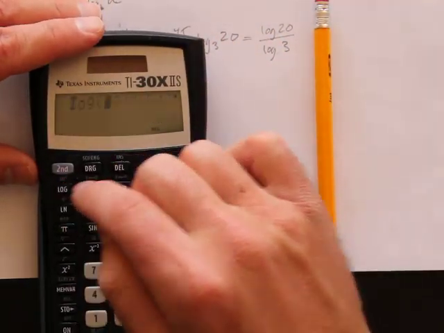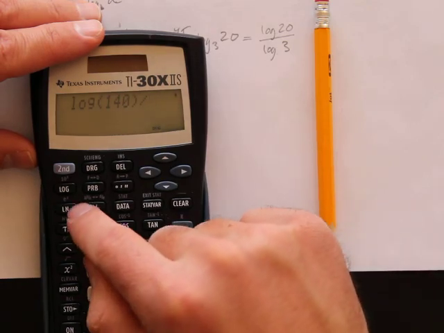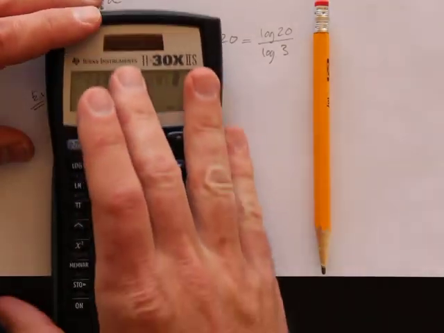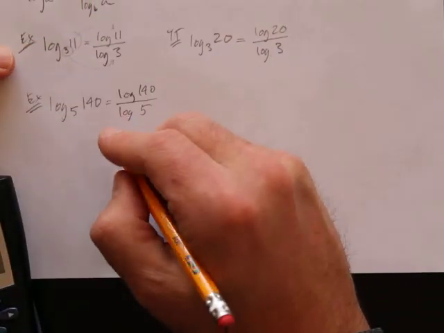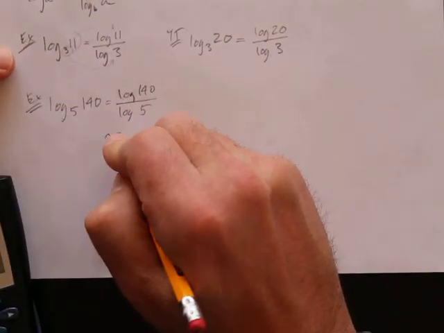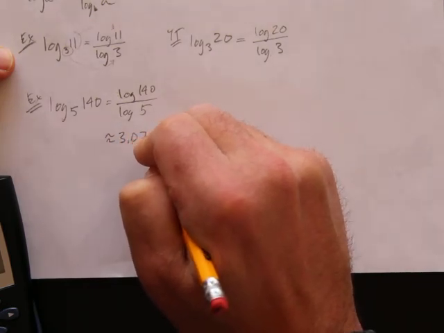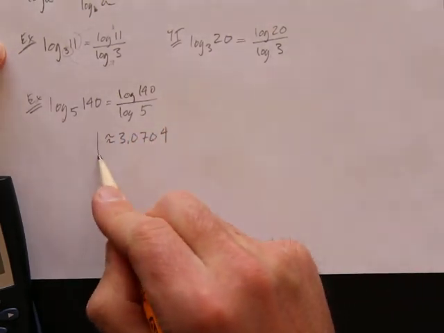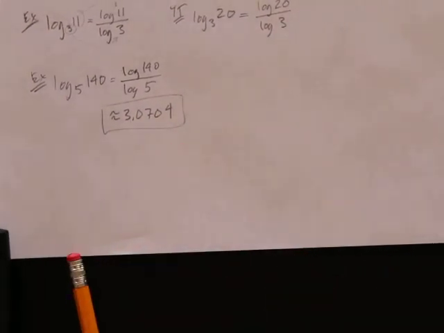So I have log of 140 divided by log of 5, and I end up with approximately 3.0704. And that's how you do the change of base formula.